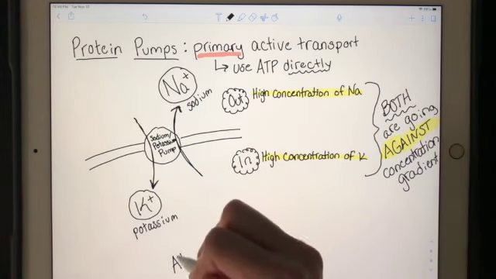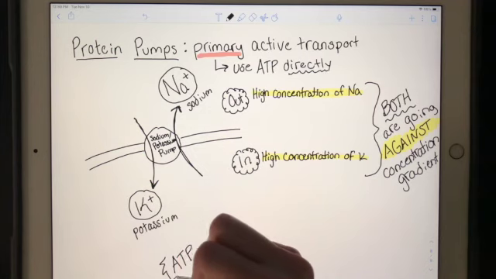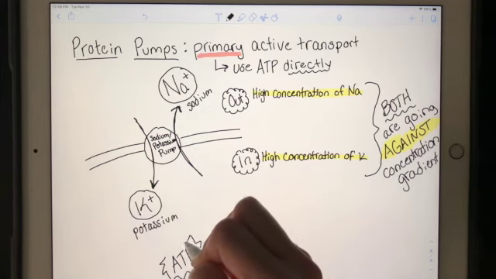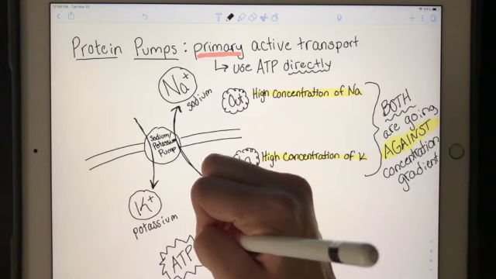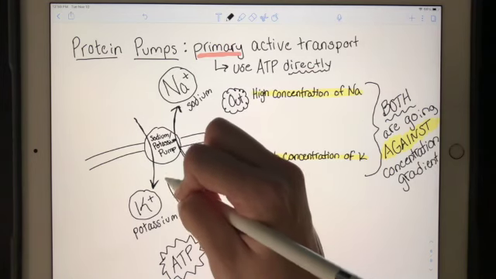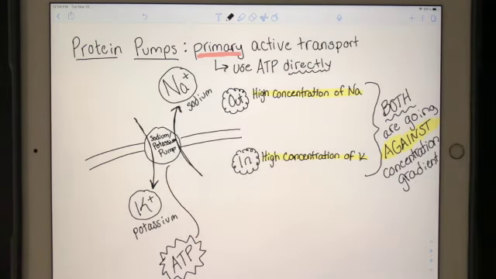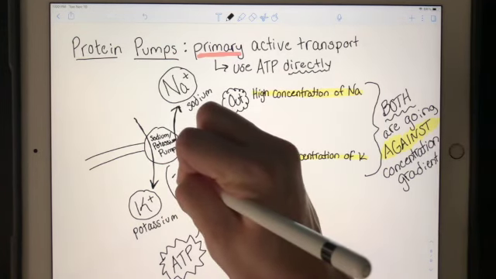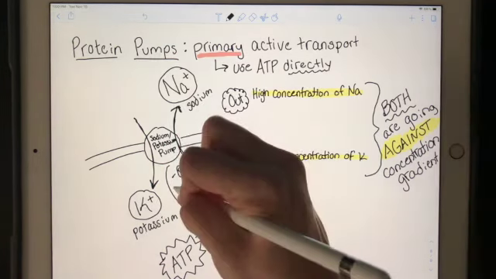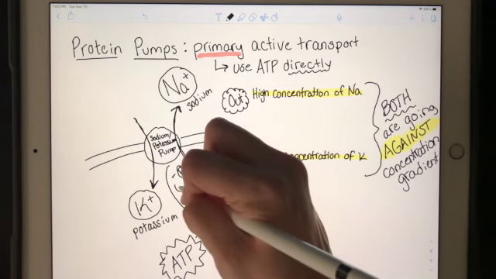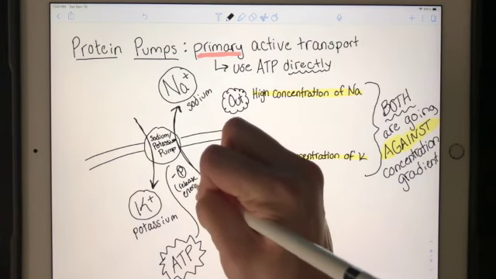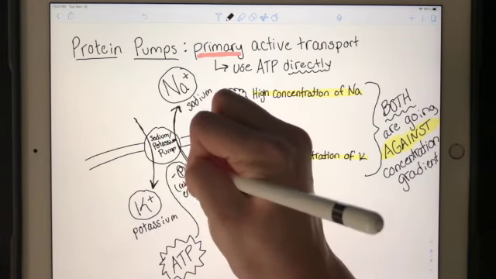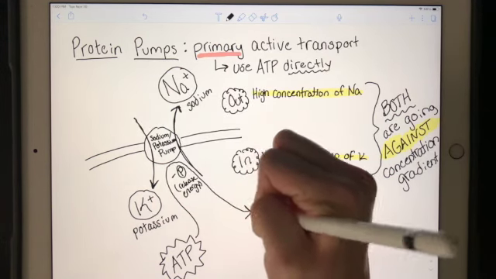So what happens is that ATP is on the inside of the cell. We have an ATP. Remember, that is adenosine triphosphate. So this ATP is going to come up to the protein pump. When it reaches the pump, it's going to lose a phosphate. That means it released energy, remember, from our last segment. And then, because it lost its phosphate, it is now ADP.